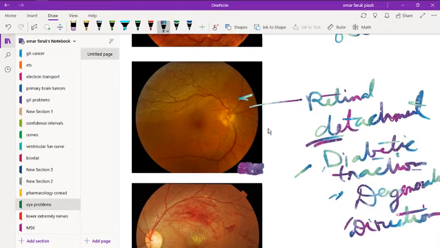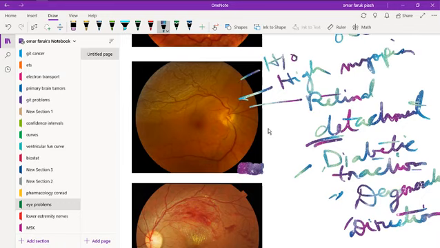Most of the patients have high myopia. In retinal detachment, most of the patients have high myopia and a history of head trauma. And another two things you have to remember, this is high yield.